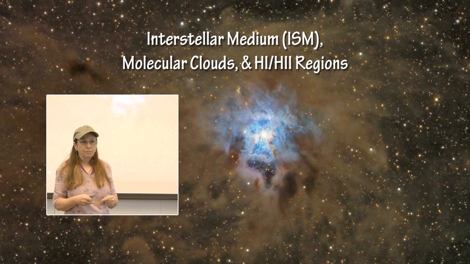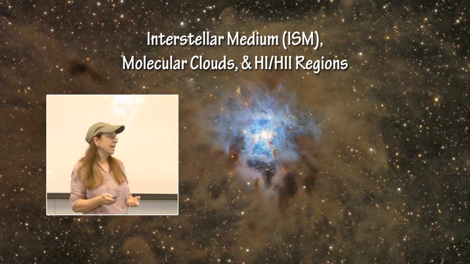As stars start to form and start to radiate energy, then they change the region of space around them, and then you have the development of regions of atomic hydrogen and ionized hydrogen.